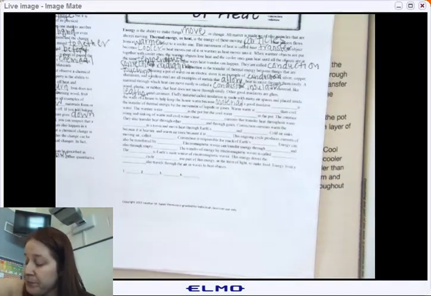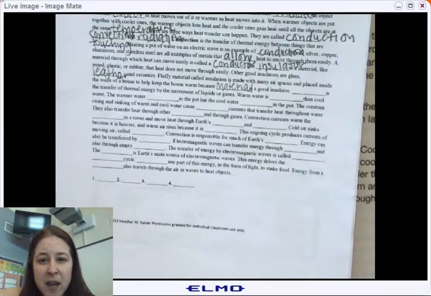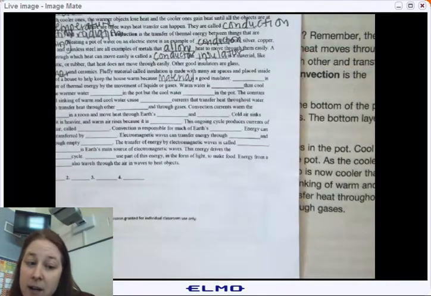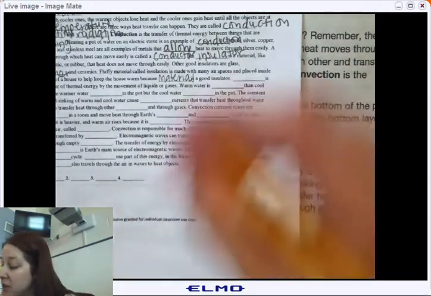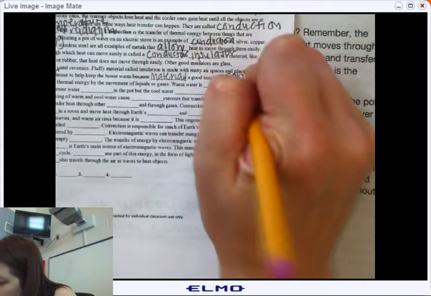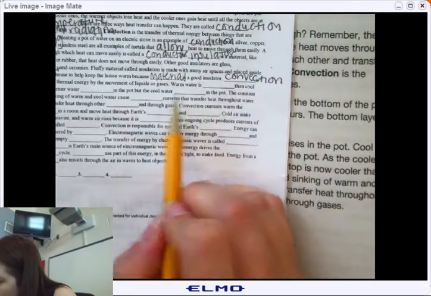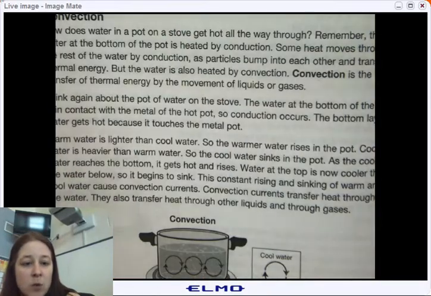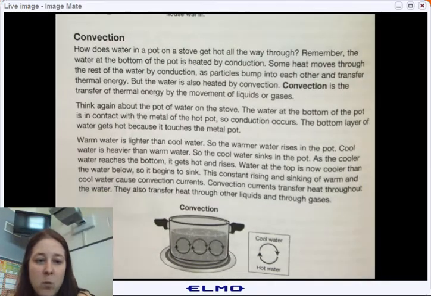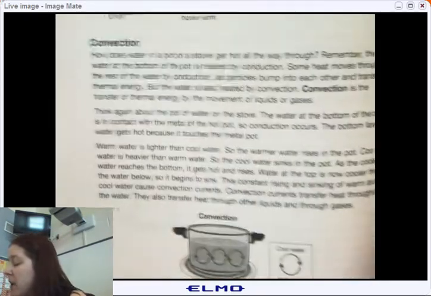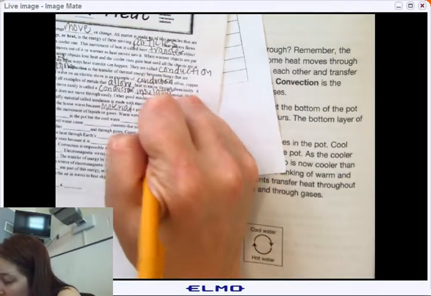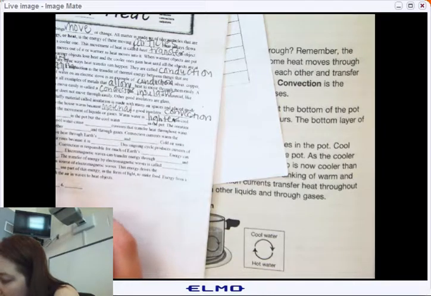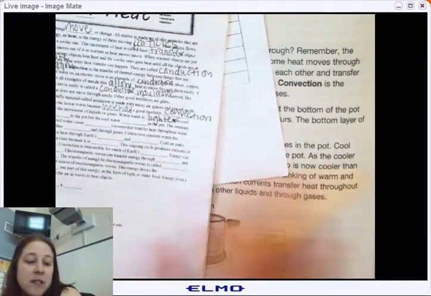So let's look over here. Blank is a transfer of thermal energy by the movement of liquid or gases. So it's not conduction, it's now convection. Warm water is blank than cool water. Warm water is, what's warm water? Warm water is lighter than cool water. That's why it's going to rise. The warm water blank in the pot, but the cool water blank in the pot. What does the warm water do?